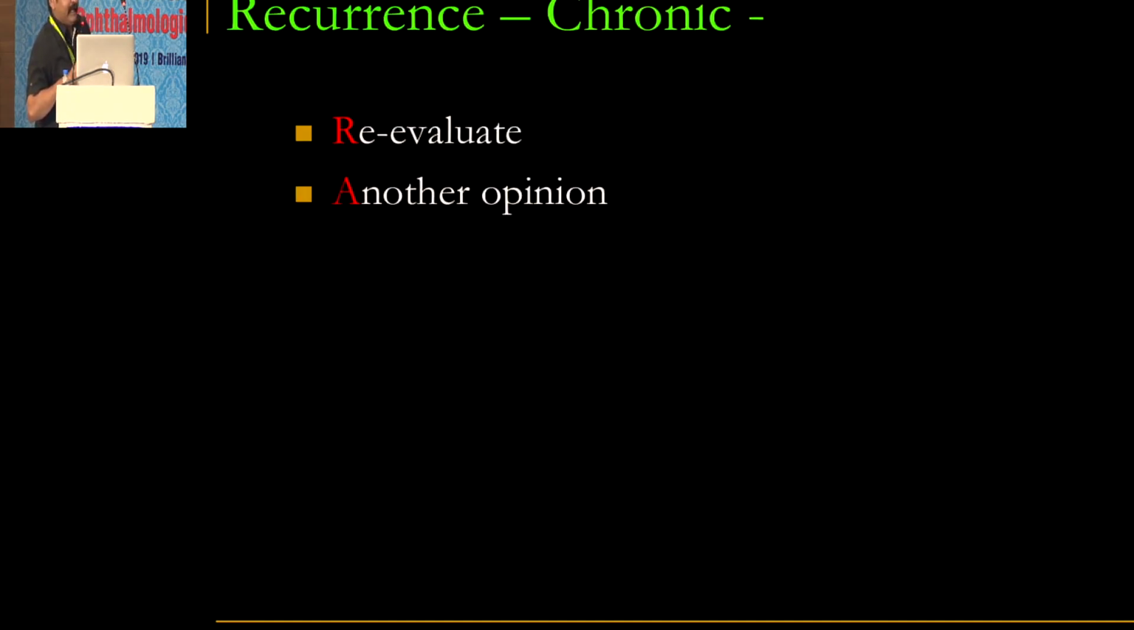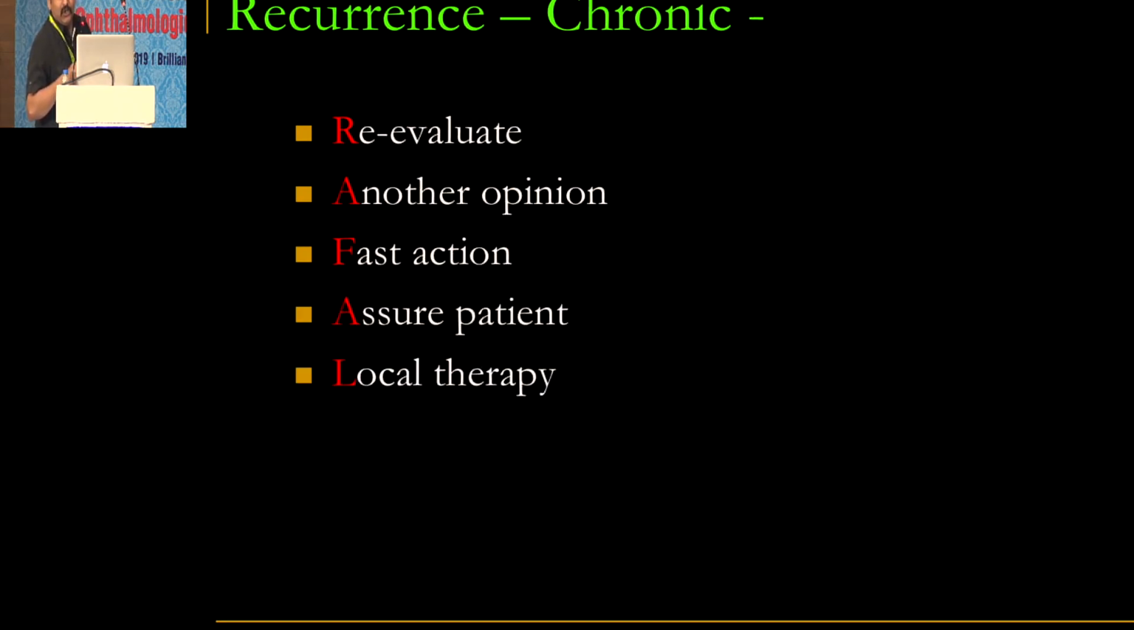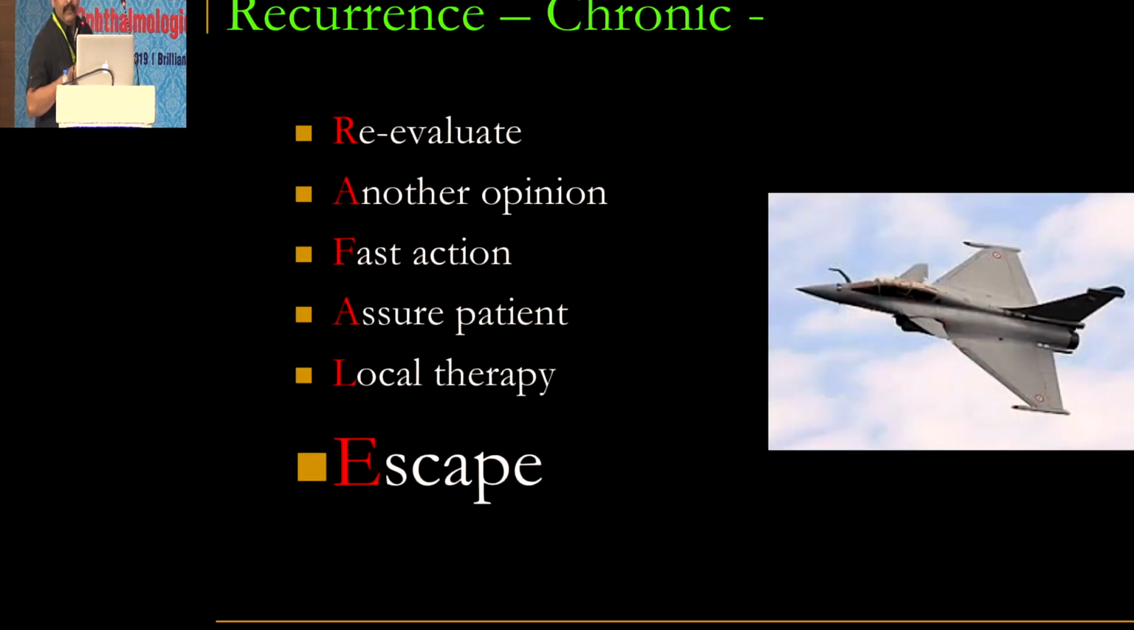So if you have recurrence, then reevaluate, take another opinion, act fast, assure the patient, think of local therapy, and if the patient is not tolerating and still it's not happening, then escape.